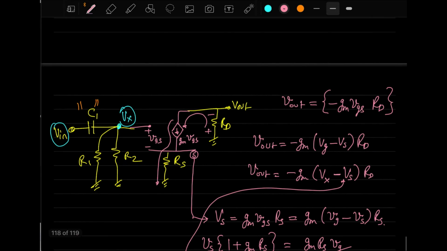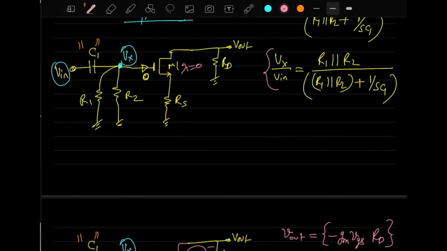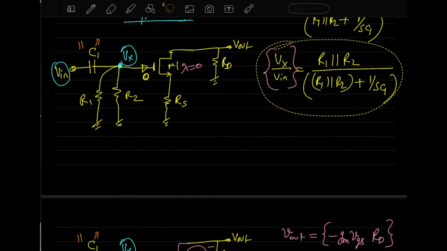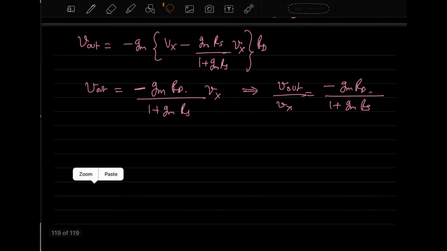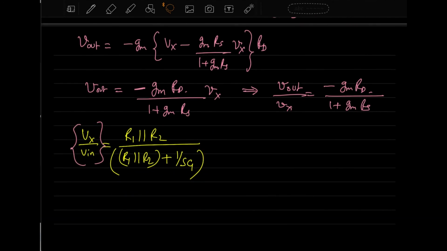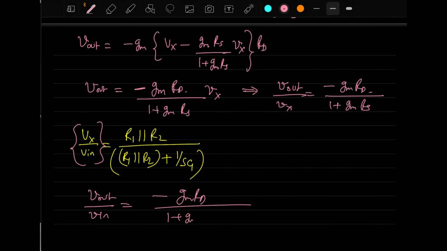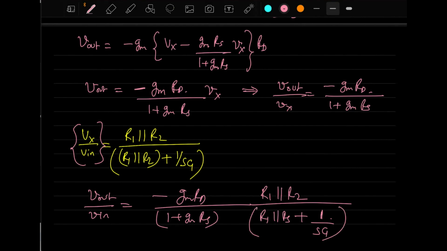And what about the other one, which is this Vx by Vin? Let us copy this here. So your Vx by Vin is this. If you want to calculate V out by Vin, what is the answer? The answer is minus gm Rd over 1 plus gm Rs times R1 parallel R2 over R1 parallel R2 plus 1 over sC1. So you are getting another factor, which is this one.